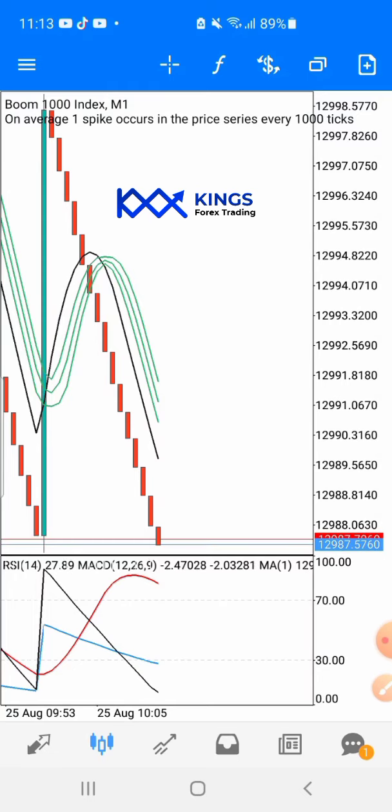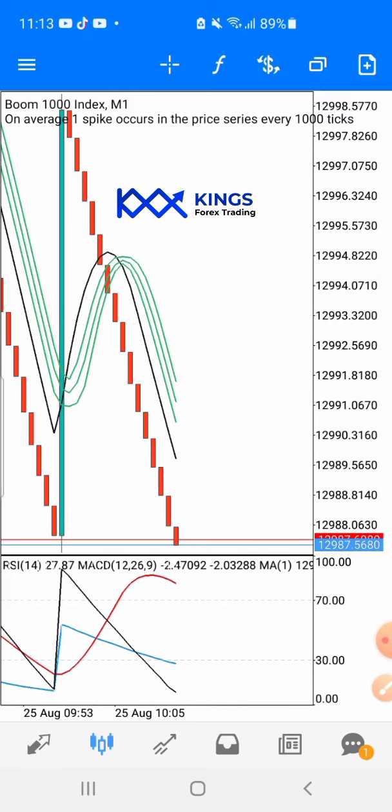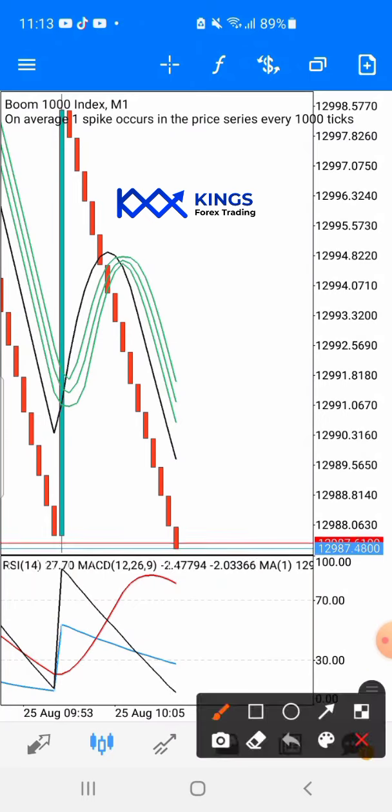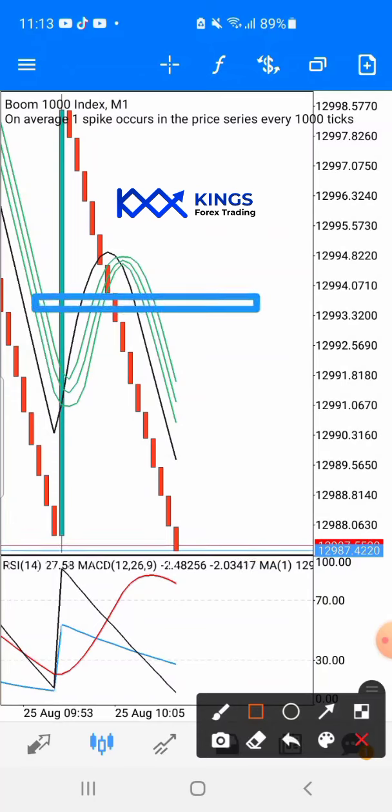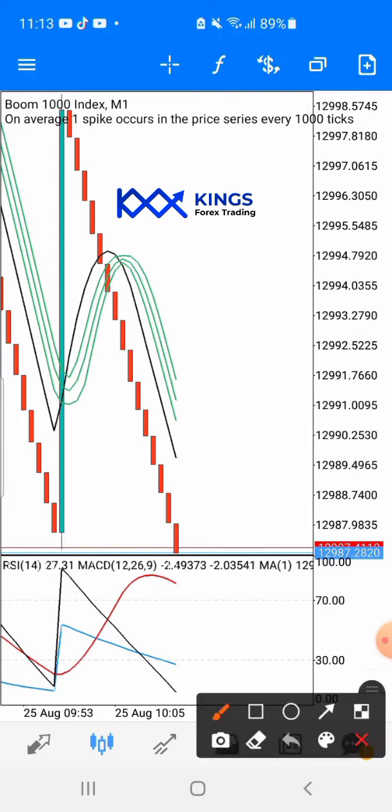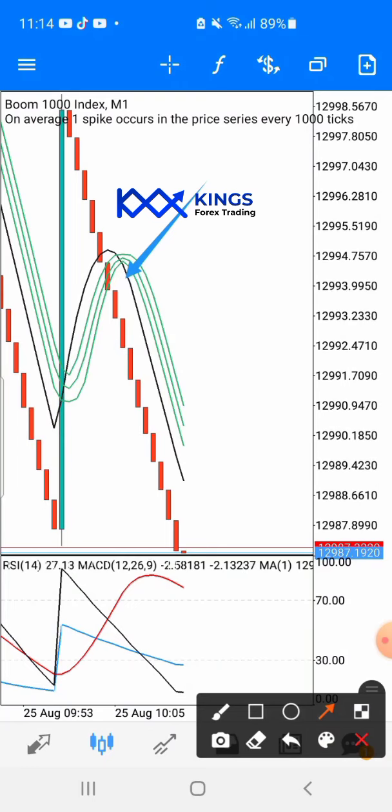All right, so if you are using the first strategy, the first video I posted about this scalping strategy, this is supposed to be your entry point right after the cross, after the black indicator line crosses the three green lines. After that cross, that's our entry point somewhere here, right? So we're supposed to enter the trade after that. People keep making money with this.